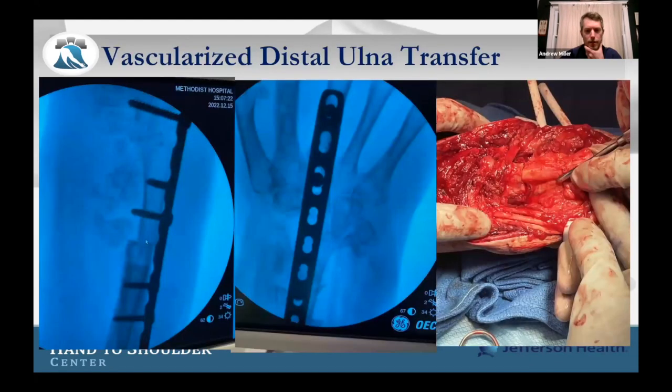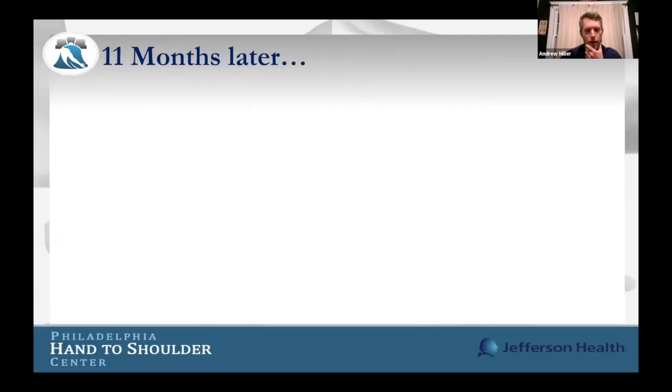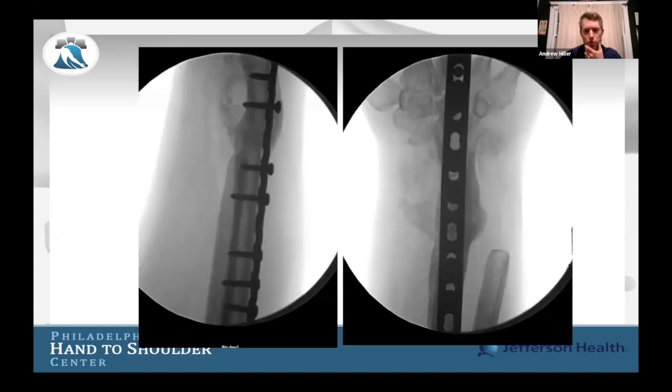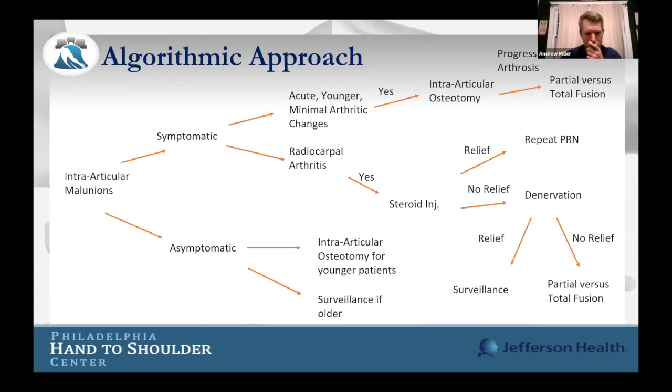So we ended up taking his distal ulna, perfused based on perforators off of that interosseous membrane and pronator, and then rotating it and fusing the rest of the carpus. And after about 11 months of praying and watching and waiting, he finally did fuse and heal with a fairly abundant bone.